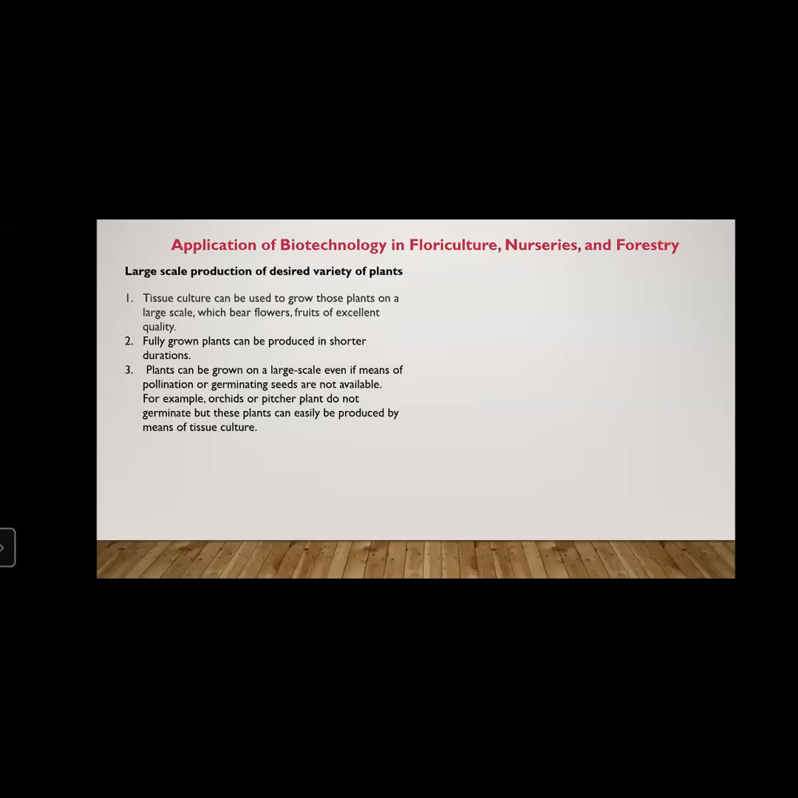production. Now, this is possible in the plants which are sterile. Most of the orchids, they are sterile. They usually do not get pollinated. Okay. So for getting the production of such flowers, biotechnology is very, very helpful.